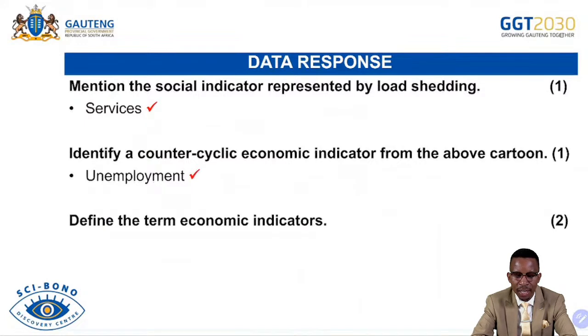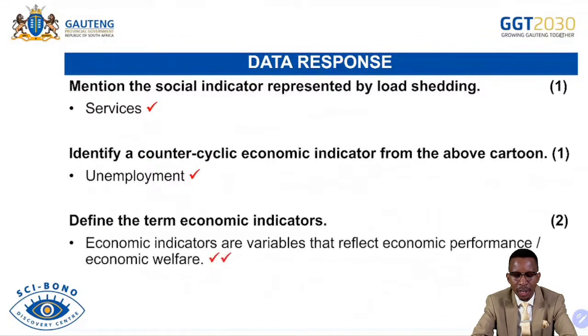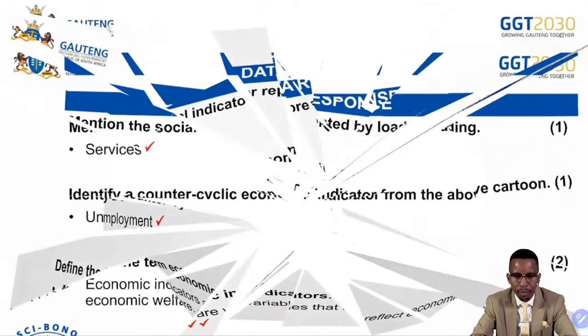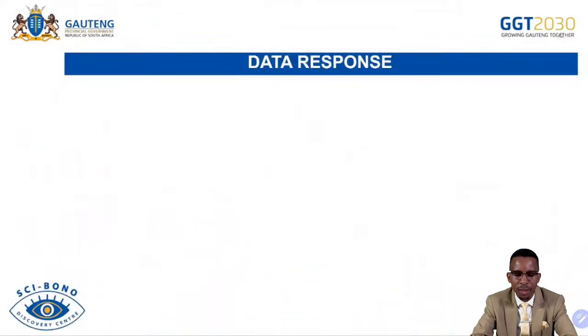Define the term economic indicators. So the economic indicators are variables that reflect economic performance or economic welfare. And then we continue with the data response.